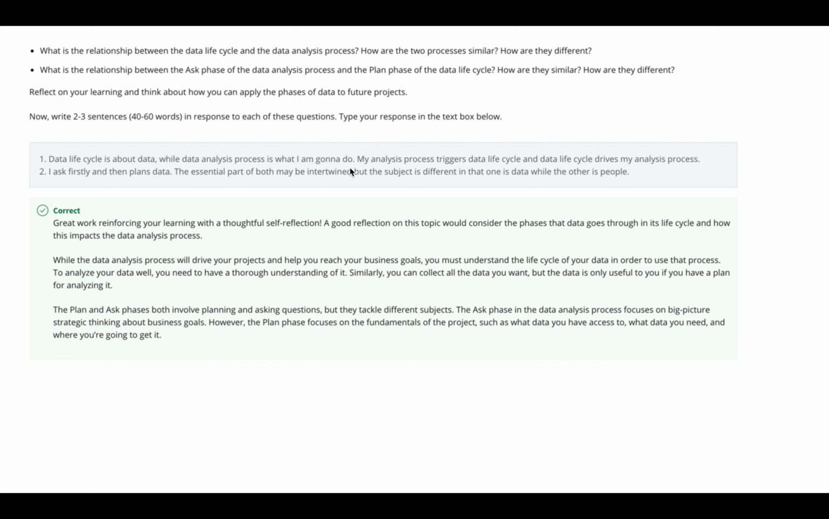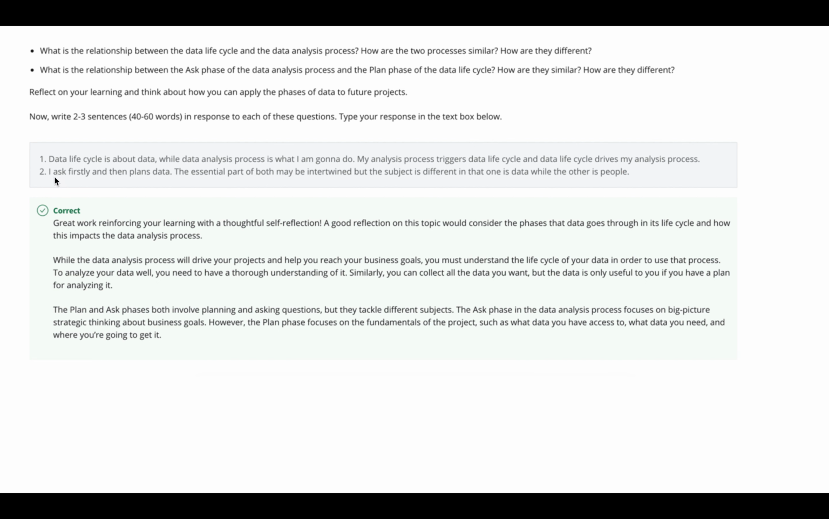I am going to do my analysis: the data analysis process triggers the data life cycle, and the data life cycle drives my analysis process. Kind of confusing, maybe? Number 2, the relationship between the ask phase of the data analysis process and the plan phase of the data life cycle.